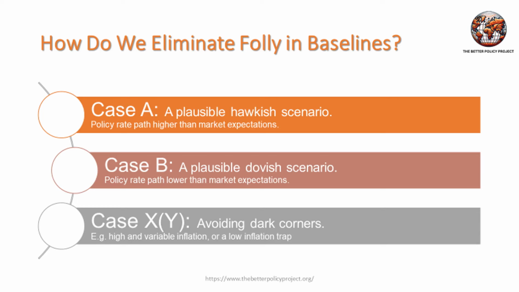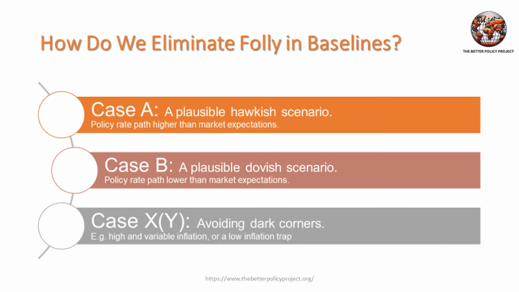In Case A scenarios, policymakers increase rates higher than the reference path, while in Case B scenarios, rates stay below the reference path. One is hawkish and the other is dovish. This is a chronology of the events surrounding the banking crisis that started in March.